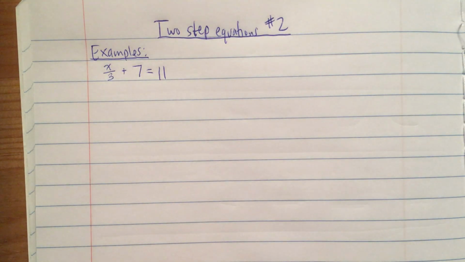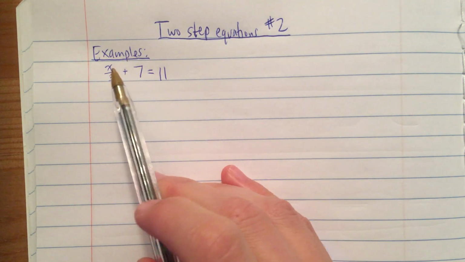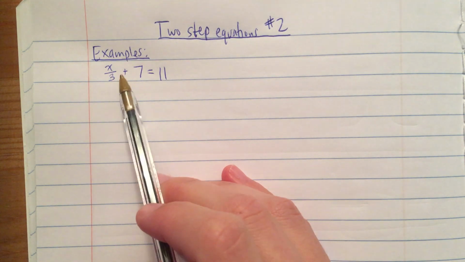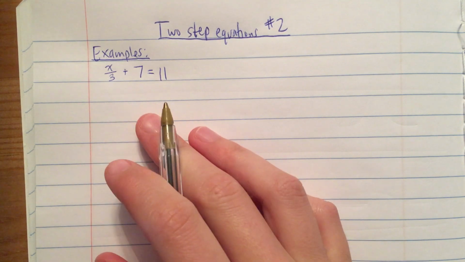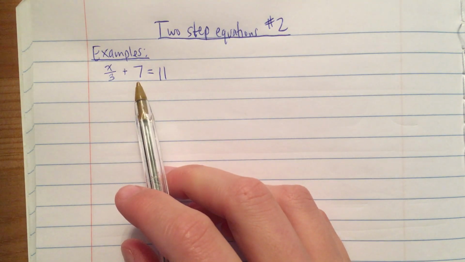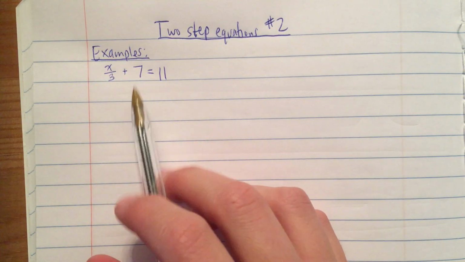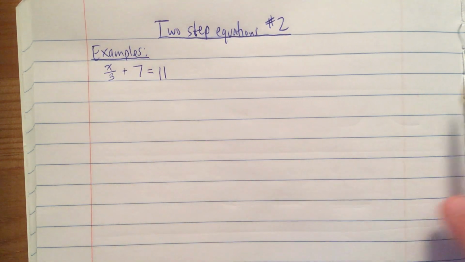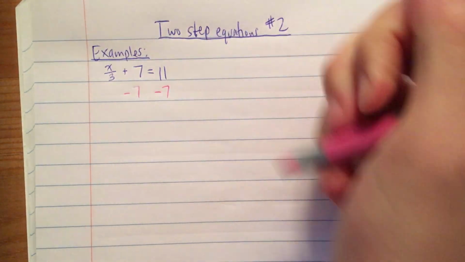Okay, so we have to think about what this means. What does this line mean? This line means division. This means x divided by 3 plus 7 equals 11. So remember, when we solve equations, we deal with addition and subtraction first, and then multiplication and division. So just like before, we're going to deal with this first. Okay, so first, we're going to subtract 7 from both sides of the equation.